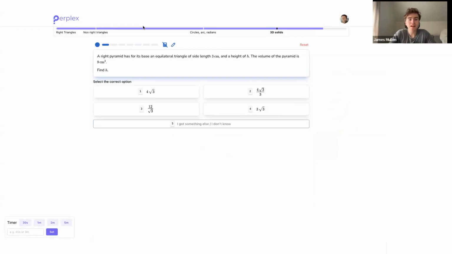So a right pyramid has for its base an equilateral triangle of side length 3 centimeters. So let me draw that. It's an equilateral triangle, so it's something like this. It's not perfect, but you get the idea. That's 3, that's 3, and that's 3. And it has a height of h. The volume is 9 centimeters cubed.